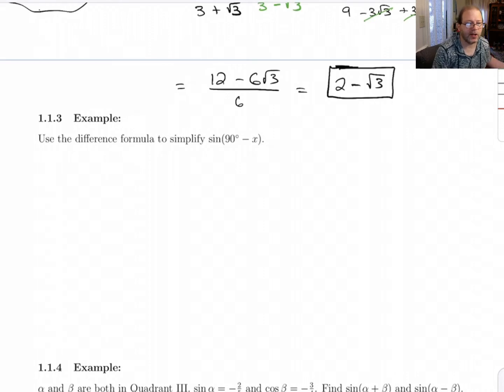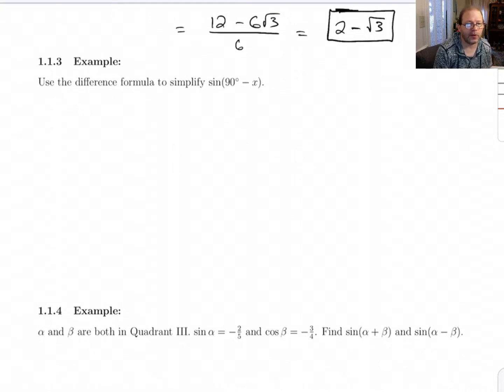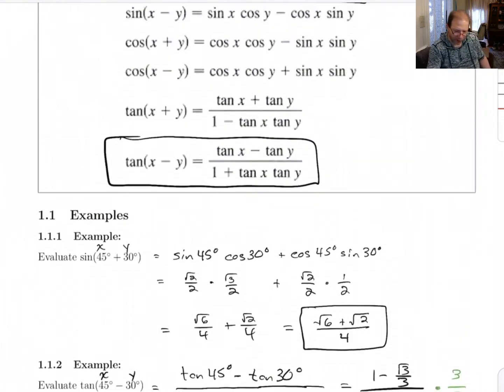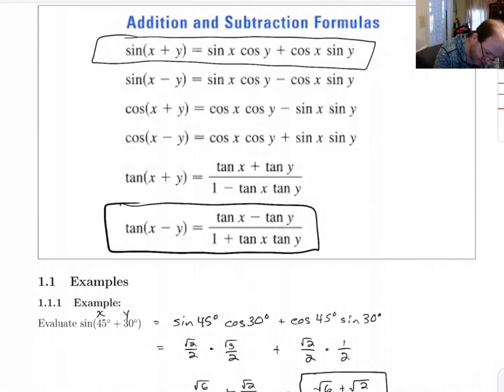All right, let's look at example 113. Use the difference formula to simplify sine of 90 degrees minus x. All right, so sine of 90 degrees minus x. Let's go back up here and grab the formula for the sine of a difference. We've got this.